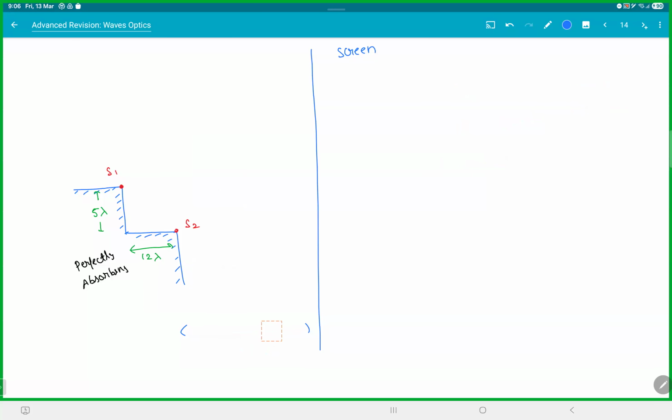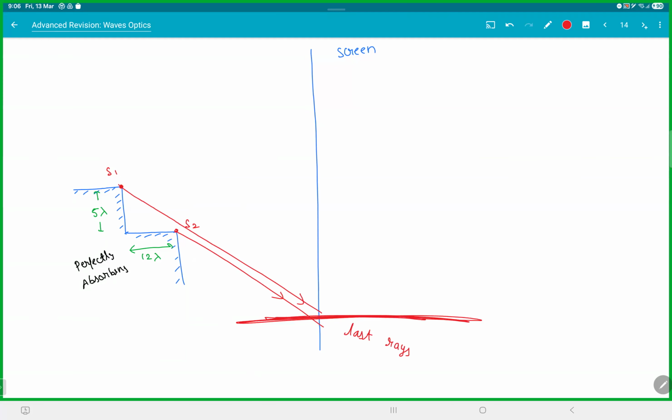So first thing, the light rays which are going like this, these are the last light rays, isn't it? After this point, there are no more light rays. Do you agree? S2 might give the light rays, but S1's light rays will not come there. That means this is the last point where you'll get an interference pattern. Below that, there is no pattern. Clear with that? That is one.